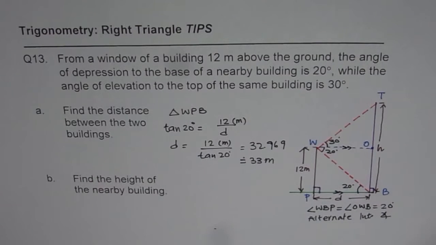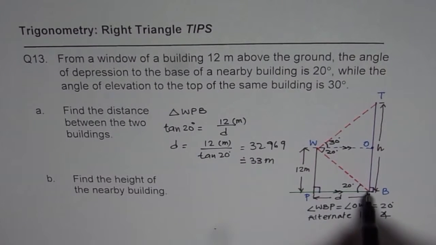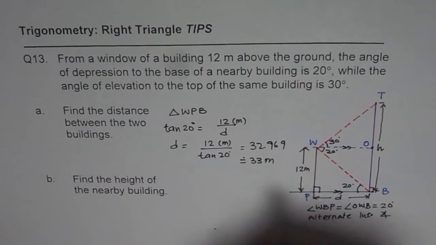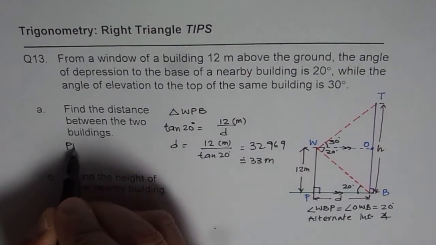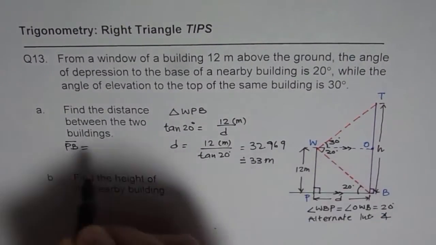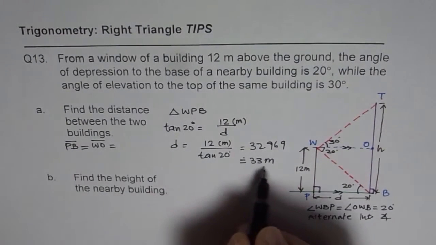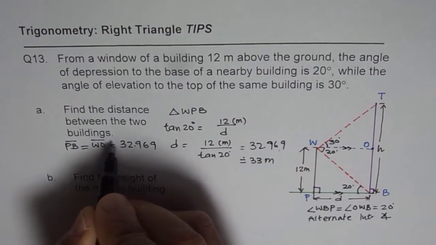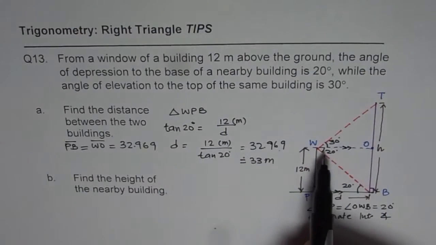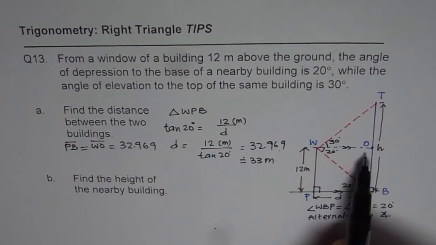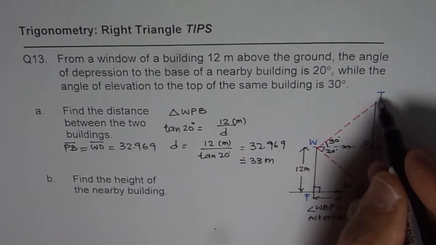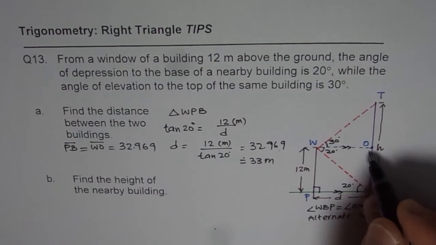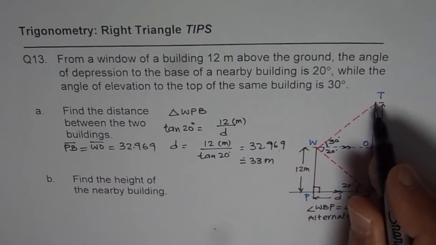Now to find the height, what we can do is, we already know the distance between the two buildings. That means PB is equal to the distance WO, right, between the two buildings, and we'll use 32.969 for accuracy, right? Okay, so that is the distance between these two buildings, and that is going to help us to find the total height. So what we can see from here is that OT plus OB is the total height. So let's find OT first.